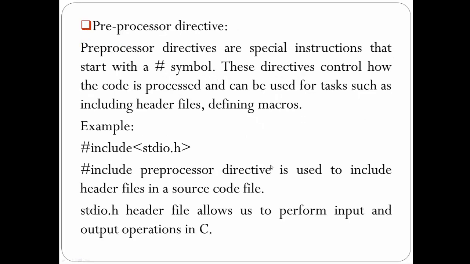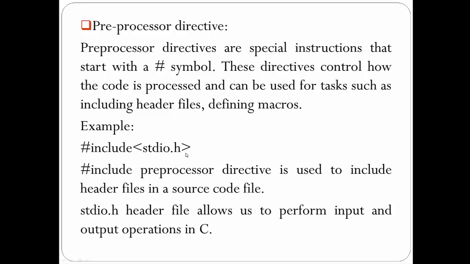The second section is called the preprocessor directive. Directives are special instructions that start with a hash symbol. They control how the code is processed and can be used for tasks such as including header files and defining macros. For simplicity, I have taken a very simple example of including header files. As we can see here, the example says #include <stdio.h>. Stdio stands for standard input output. .h is nothing but the header file.